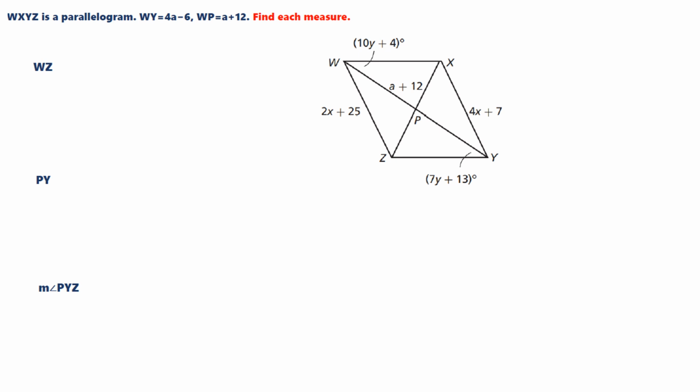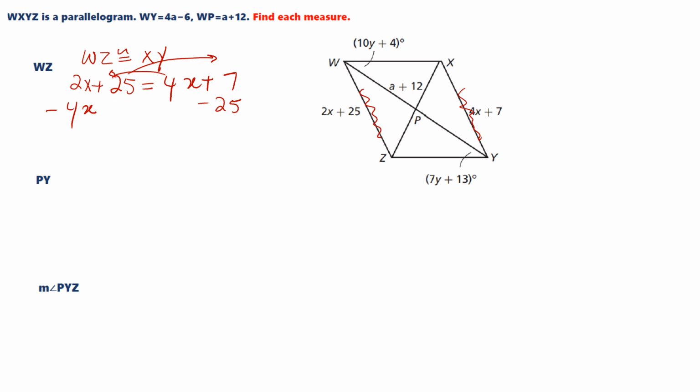Okay, so the first thing is WZ. We know that WZ is congruent to XY. It is so simple. Now what is WZ? It is 2x plus 25. And what is XY? This is 4x plus 7. Bring the 4x to the other side, it gives you negative 4x. Bring 25 to the other side, it gives you negative 25. So 2 minus 4 is negative 2x equals negative 25 plus 7, which gives us negative 18. Divide both sides by negative 2, we get x equals 9.